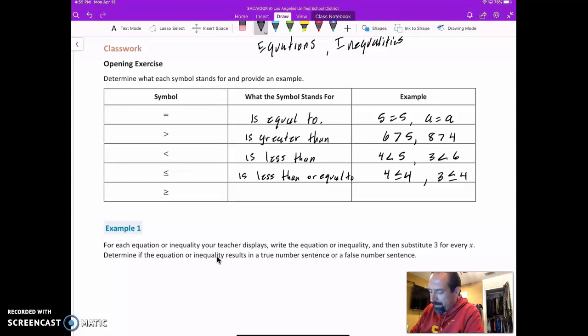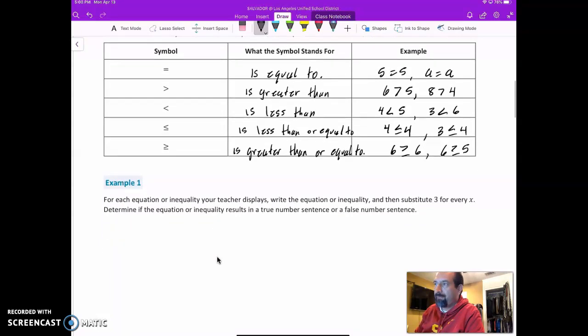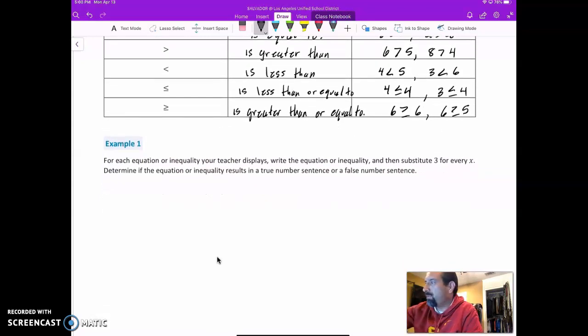So the other one is greater than or equal to. Okay? And some examples: I can say 6 is greater than or equal to 6. But I can also say that 6 is greater than or equal to 5. Okay? So you see how 6 can be equal to 6, but 6 can also be greater than 5. Okay? So in the next section, we're going to do some problems here together.